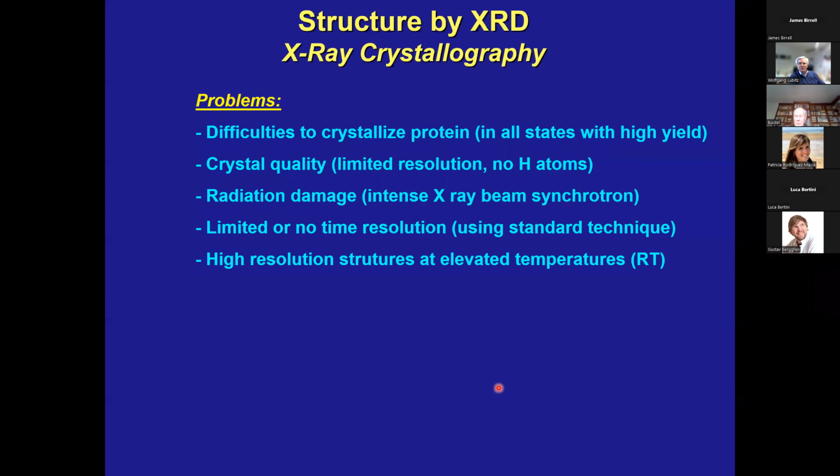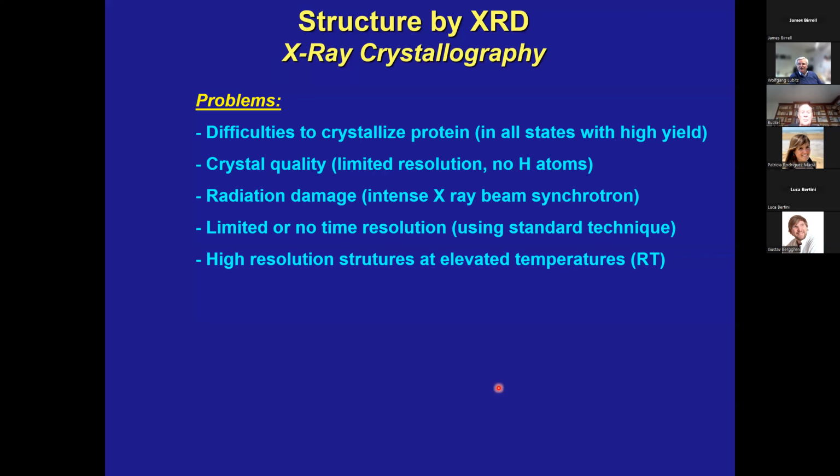Let's start with structural methods. What are the problems with X-ray crystallography? You all know that it is difficult to crystallize certain proteins, in particular if you want to crystallize a certain state with a high yield. Crystal quality is a problem. There's limited resolution. Usually you cannot see any hydrogen atoms, which are very important for hydrogenase research. There is radiation damage, in particular in metalloproteins, due to the very intense X-ray beams that are used in modern synchrotrons. There is limited or no time resolution.